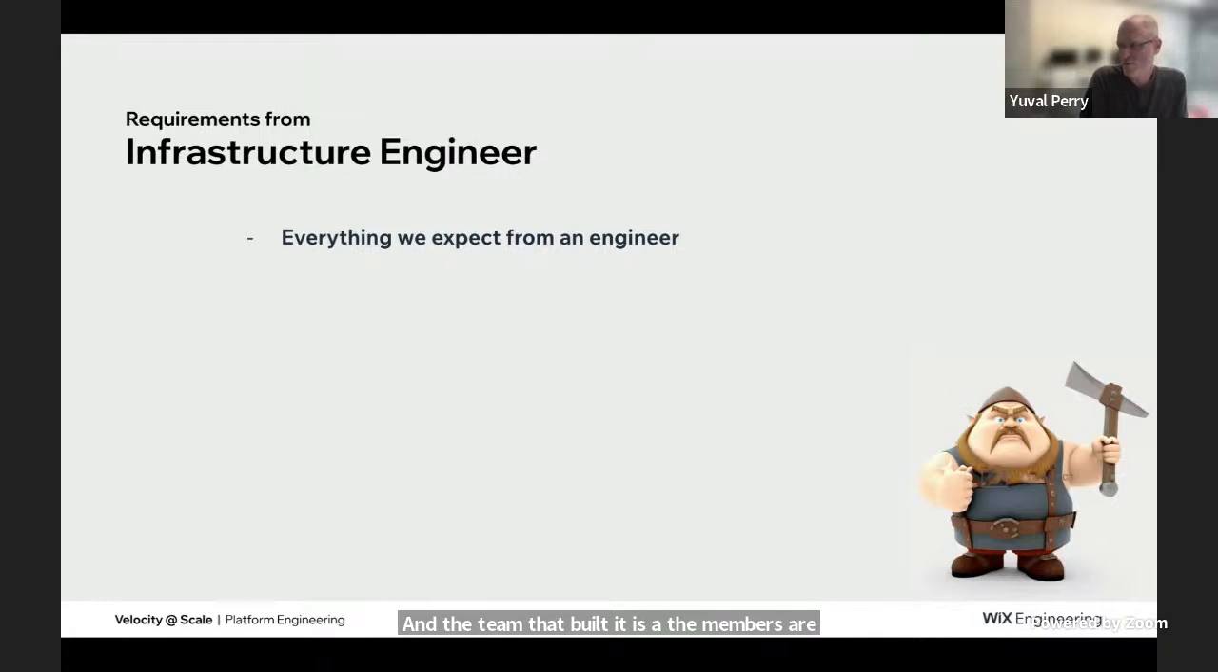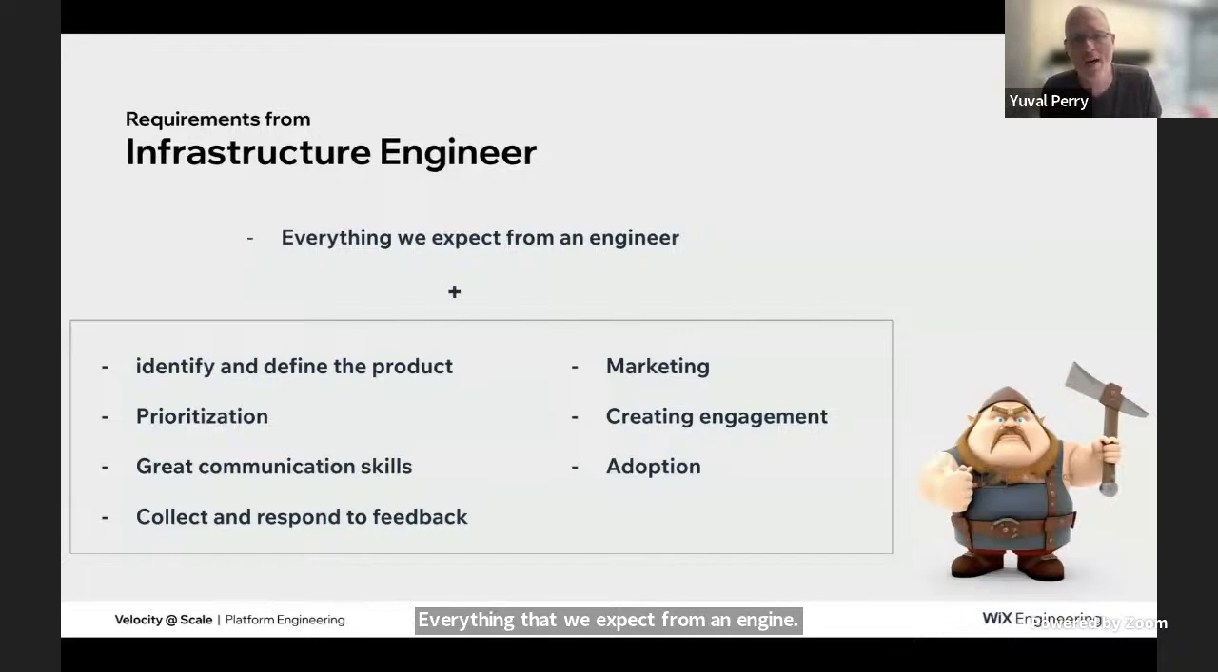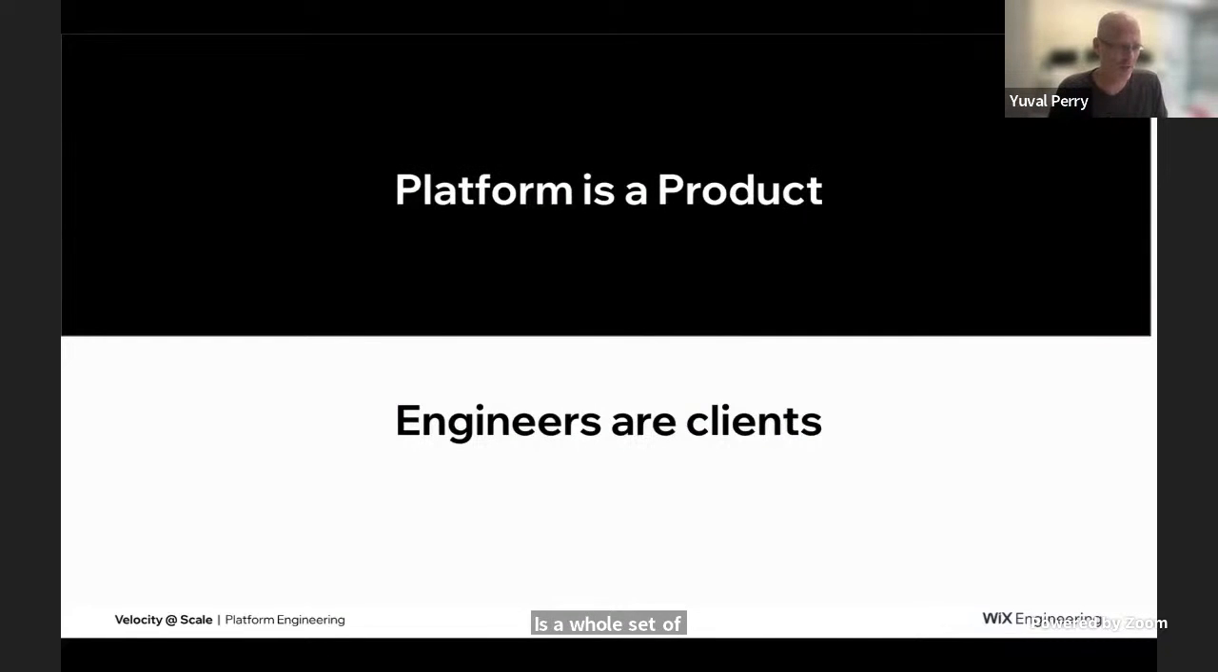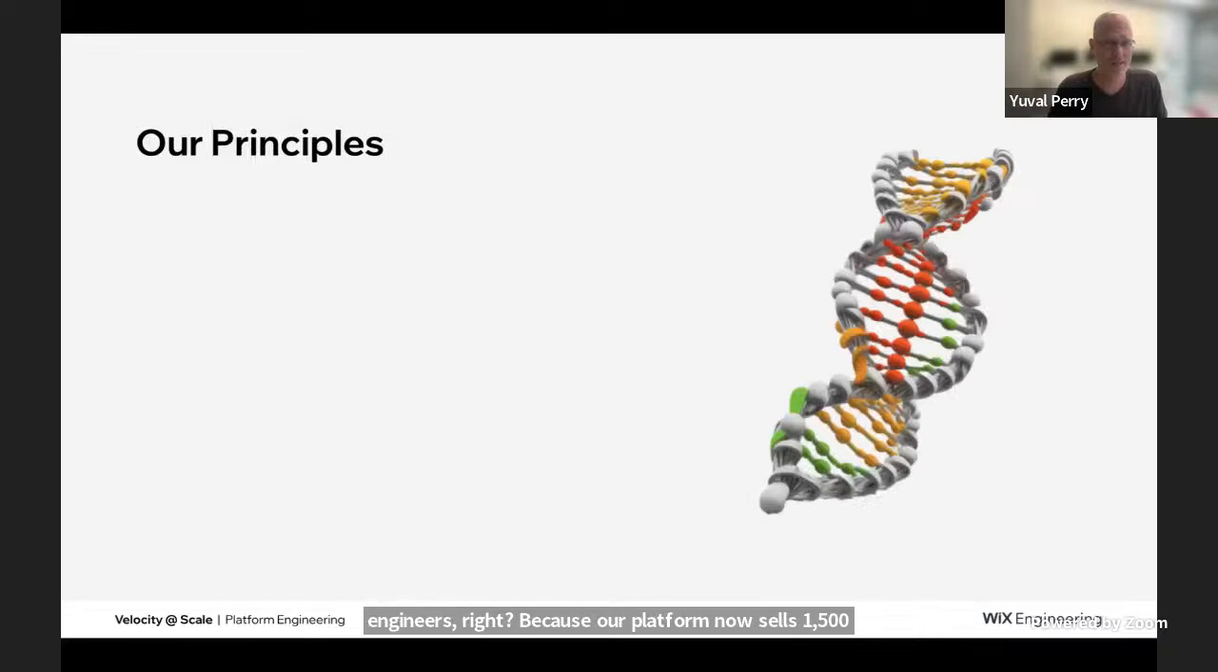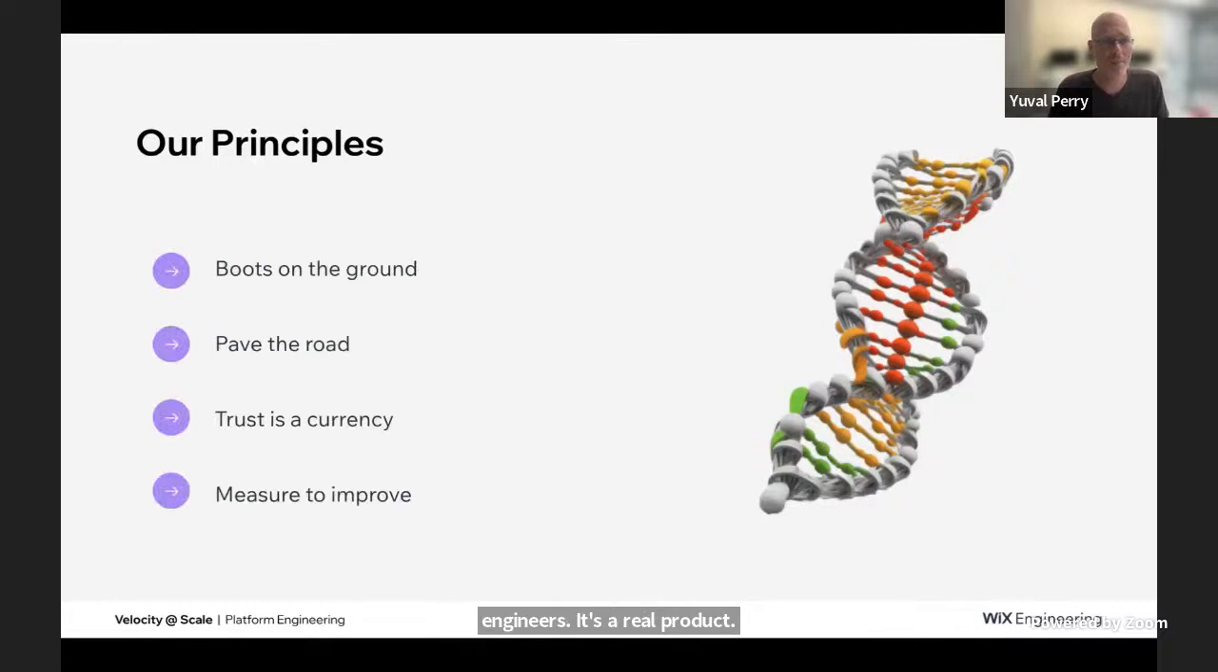So let's talk about what we expect from them. First, we expect everything that we expect from an engineer. But then, in order to spot the time waster and build a product, right, they'll need to have other capabilities like identify and define the products, or great communication skills, or knowing how to work with feedback, right, and creating engagement. And the most important thing is adoption, creating a solution that will be adopted by the users. And this, we figured, is a whole set of requirements we have from product engineers, right? Because our platform right now serves 1,500 engineers. It's a real product.